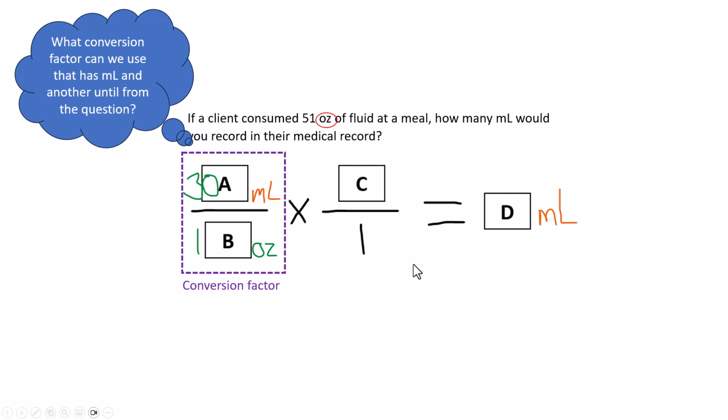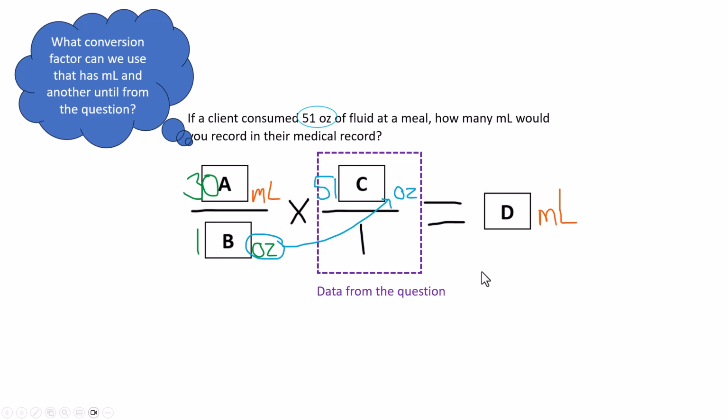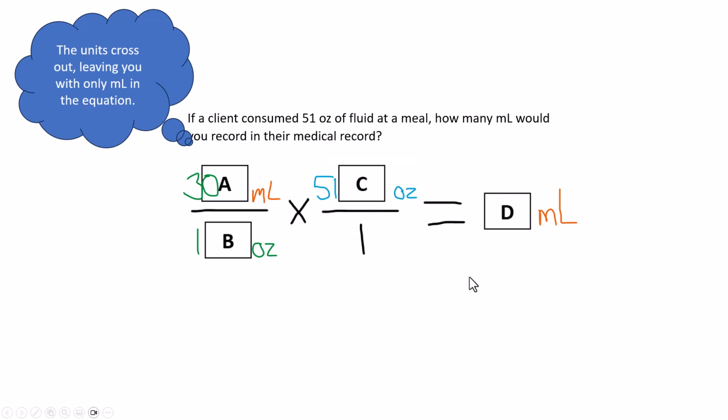The next step is that we take the unit from the denominator of the conversion factor and we make it the same in the numerator of the next fraction. Now, the second fraction comes from the question, and it is asking for ounces. So we look to the data from the question, we see where ounces is discussed, and we see 51 ounces. So we fill that in for box C. So the next step is that the units will cross out, leaving you with only milliliters in the equation.